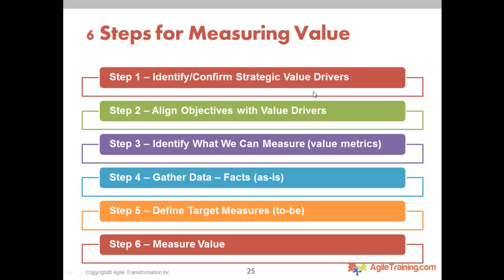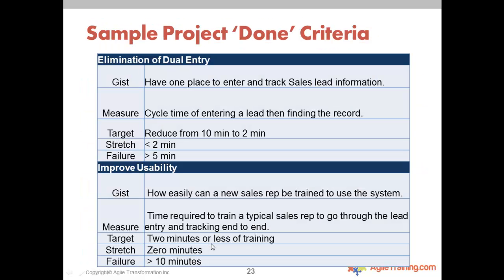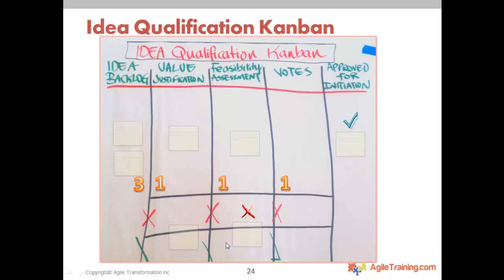Identify and confirm the strategic value drivers, align my project with one of those, identify what we can measure, and this was an example that I just showed you. What is the metric that I'm actually going to measure? Gather the facts about the current as-is, define the target, measure value. So the example that I just showed you was an example of that. This is how we can measure value: align myself with some strategic objectives and then put some numbers behind it.